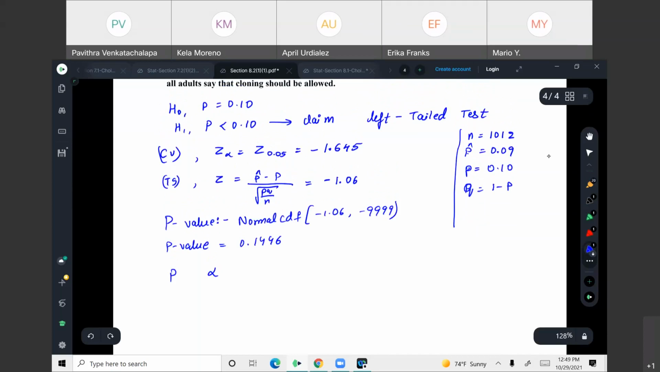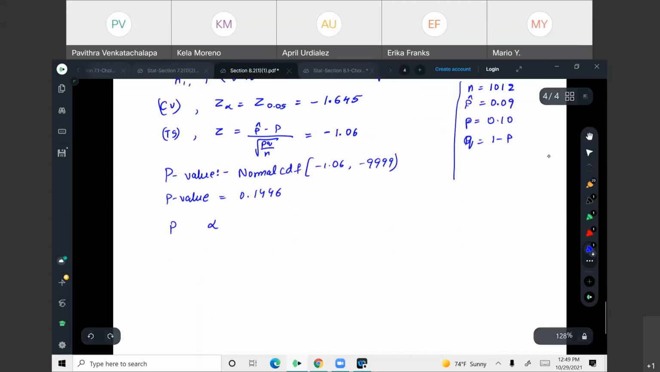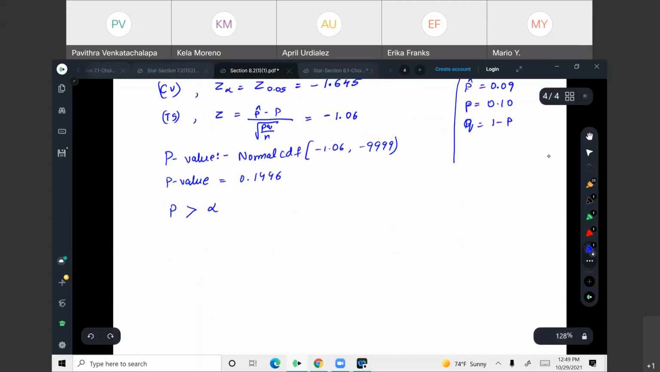So you will be comparing p with alpha. This is 0.1 and your alpha is less. So p is greater than alpha here. So you're going to say fail to reject. That means you're going to accept the null hypothesis. Fail to reject H naught. This will be your initial conclusion.